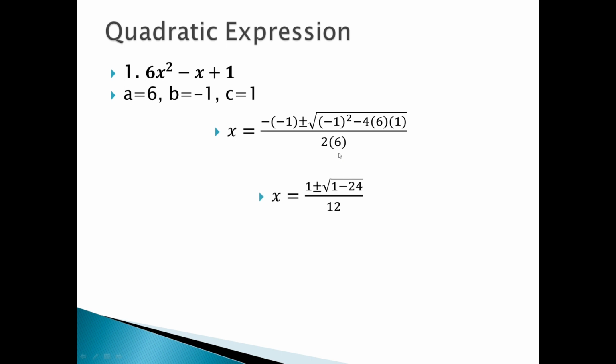Then simplifying, negative times negative 1 is positive 1 plus or minus square root of negative 1 squared is 1. Then negative 4 times 6 times 1 is negative 24. Simplifying further, 1 minus 24 is negative 23. So we know that we cannot get the square root of a negative number. That will be imaginary. So in this case, we can say that there is no real number solution, because you cannot get a real number from the square root of negative 23. That will be an imaginary number. So there is no real number solution for this. Okay, so that's it.